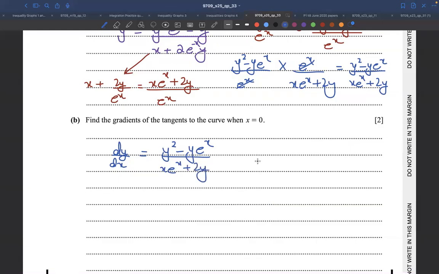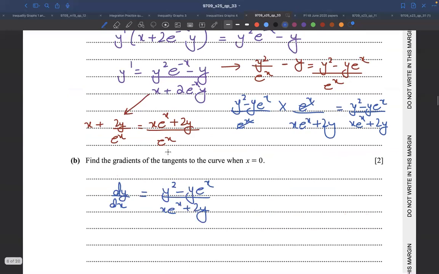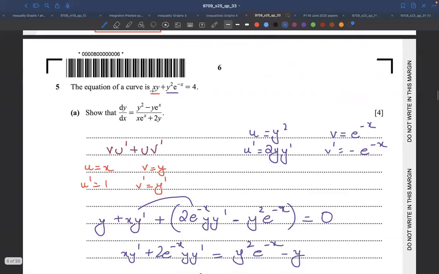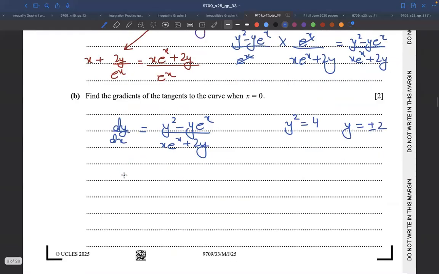Now for x equals 0, we also need the value of y to find the gradients. So from the equation over here, if you put x equals 0, this will become 0 and this will become e power 0, which is 1. So you'll get y squared is equal to 4. So the two values of y will be plus minus 2. So when x is 0, the two values of y are 2 and minus 2.